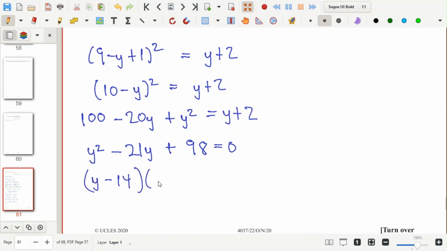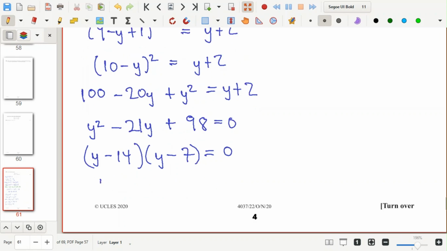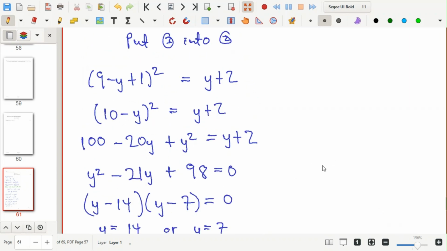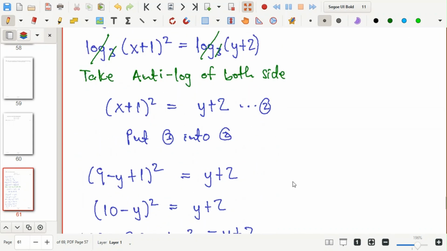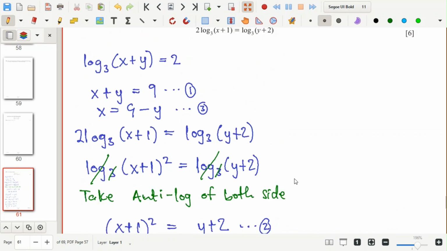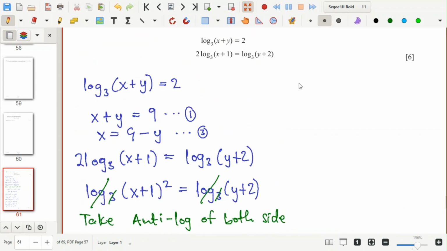Don't forget to write your linear factors, because they'll be checking. Sometimes they award marks for it. So even if you use the calculator, don't forget to write the linear factors. All right, so y is equal to 14 or y is equal to 7. But we are not done. It's a simultaneous equation, so we have to find both x and y.